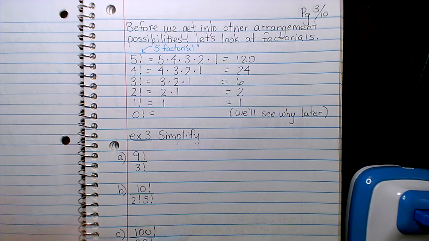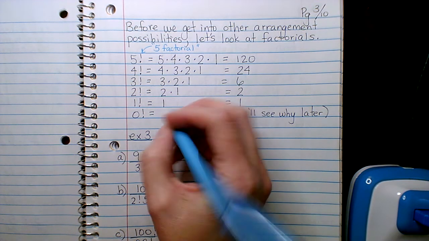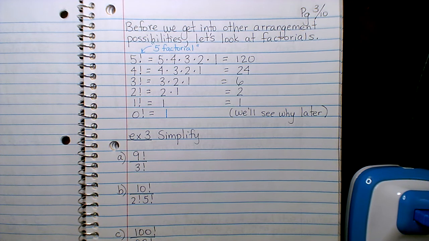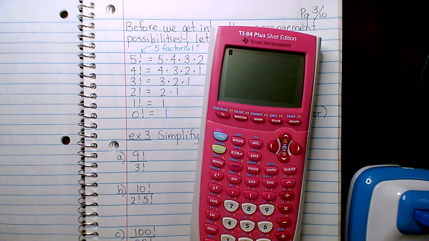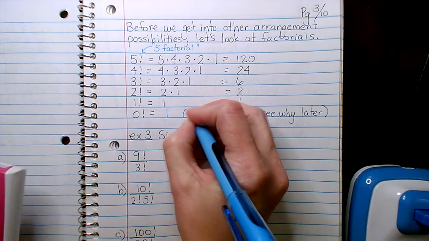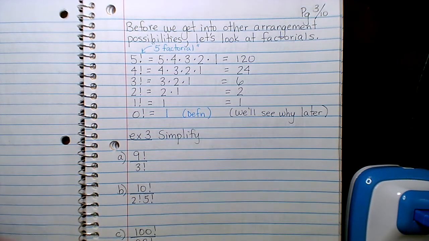So, following this pattern, what do you think 0 factorial is? I know what you're thinking. You're thinking it's going to be 0. Wrong. It's 1. Well, number 1, we'll see why later. Also because it's a definition. And we'll see why it's defined to be that later.